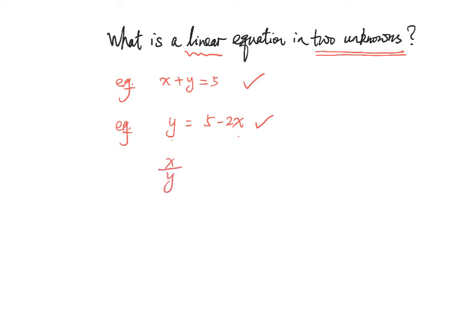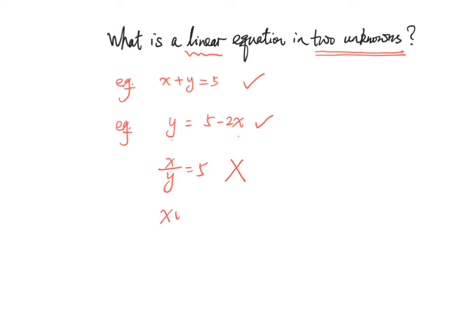x over y equal to 5. This is not a linear equation in two unknowns. Although this equation has two unknowns x and y, and also the power of x equal to 1, the power of y equal to 1, they are not separated into two terms. Okay, the two unknowns must be separated. So this is not a linear equation in two unknowns.